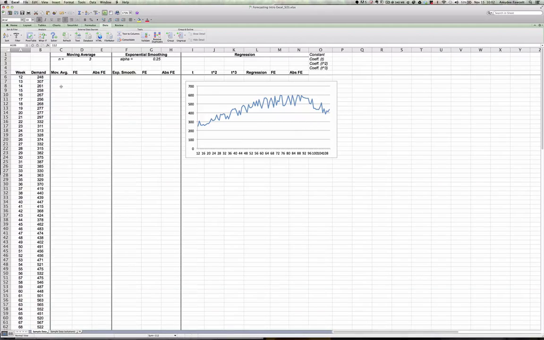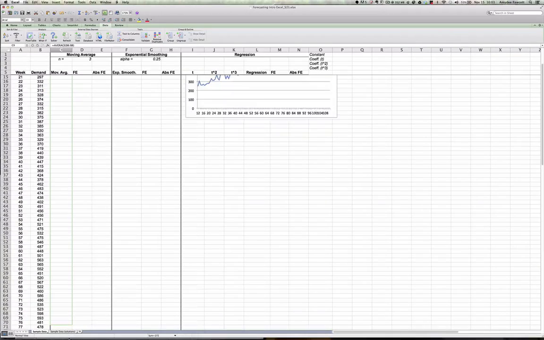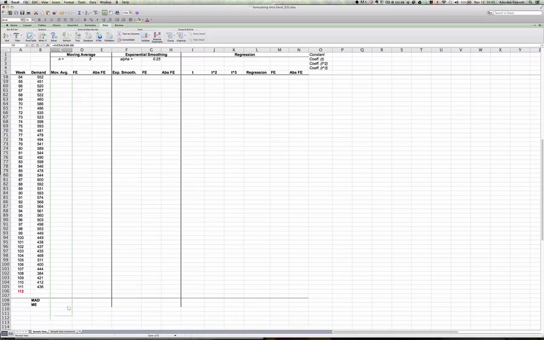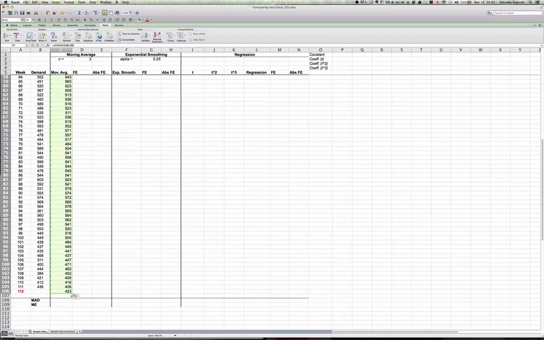Specifically, we're going to calculate 3-period moving averages. We do this by starting out at the beginning of our data set. The first period for which we can actually calculate a forecast would be for period 15, because at that period we have 3 weeks worth of preceding demand observations. So accordingly, my forecast for period 15 will be the average demand observation across weeks 12 to 14. In this case, 272. And the good thing is I can simply copy this calculation all the way down, and I get an out-of-sample forecast for week 112 of 423 units.